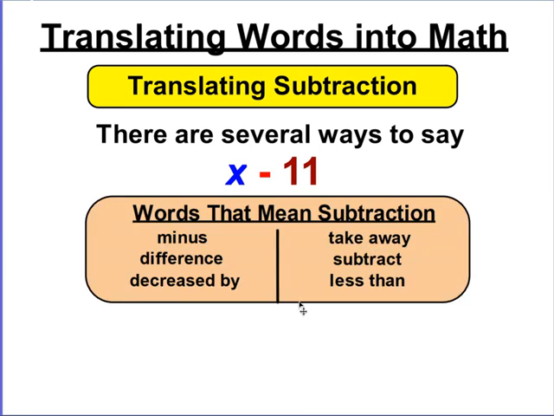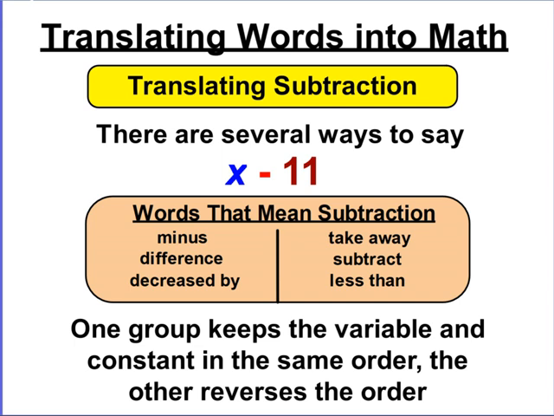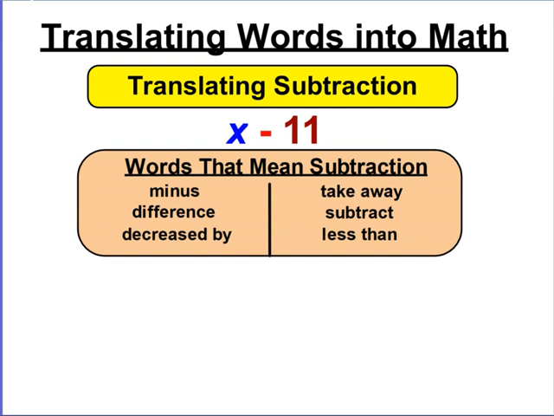However, there's plenty of ways to say this, and there's two categories. You'll see on the left we have minus, difference, and decreased by, and on the right we have take away, subtract, and less than. So it's going to get into the blue and burgundy again. The ones on the left are going to keep the blue and burgundy in the same order, and the ones on the right are going to switch the order. So you'll see as we go through. So some ways to say it. What I was just getting into, one group keeps the variable and constant in the same order, the other reverses. So let's get into this.